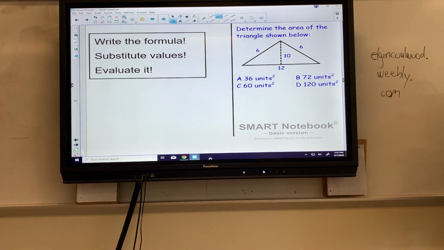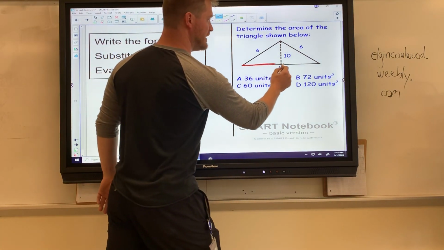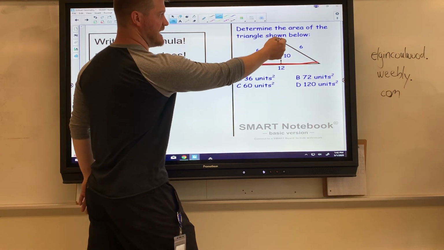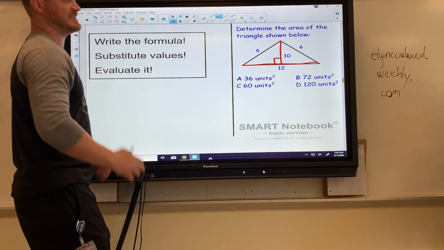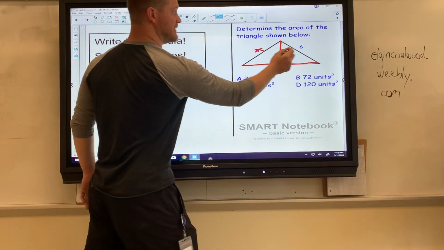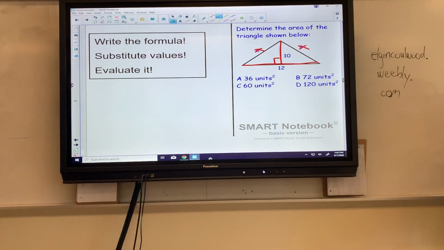So, we got a triangle over here. It's got a base of 12 and a height of 10. And I know that the height is 10 because remember, it's got to form a right angle, which means the slants are not important here. So we don't care about those outside numbers. So it's 10 by 12.